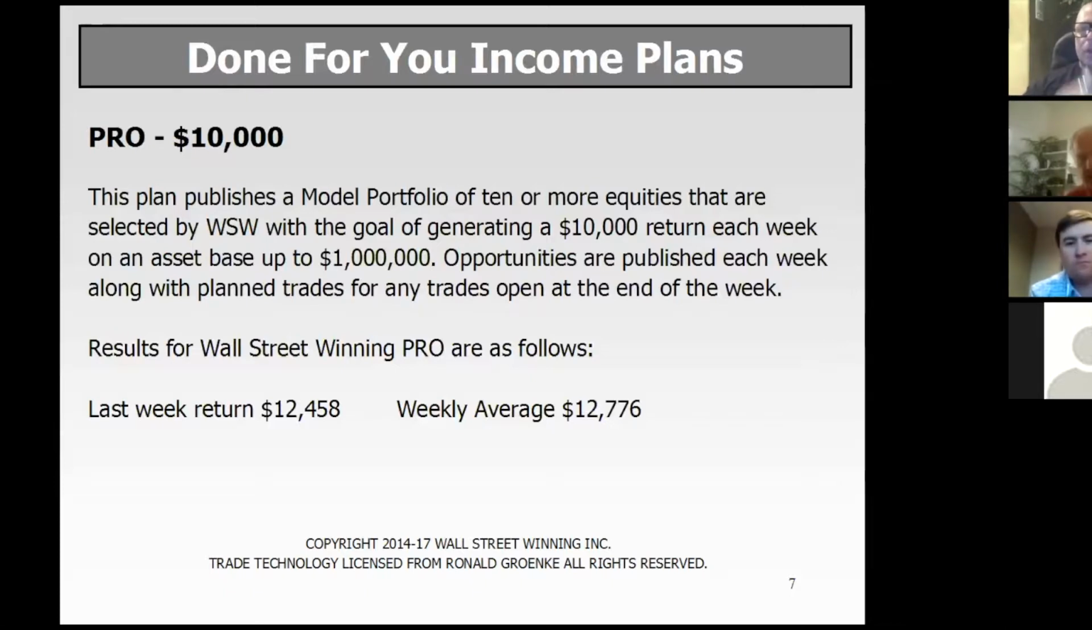Okay. And so we're managing this portfolio. You can see the results here. Last week we had a little over $12,000 income. Our weekly average is 12,700. The goal is 10,000. So we already have, I'll call it reserve, if you want to call it that, to meet the 10,000 per week goal. So we're always looking at managing the assets to generate at least 10,000 a week if possible.